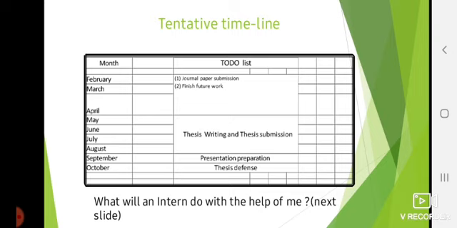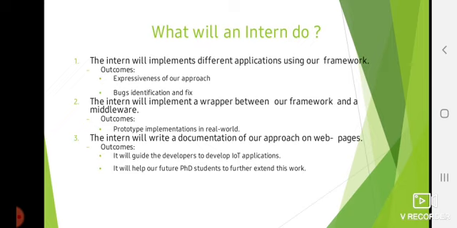This is the tentative timeline. The tentative timetable consists of the months and what we have to do in each. Firstly, in February, we have to analyze the journal paper submission and finish the future work. This is what an intern will do with my help. Next, the intern will implement different applications using our framework.